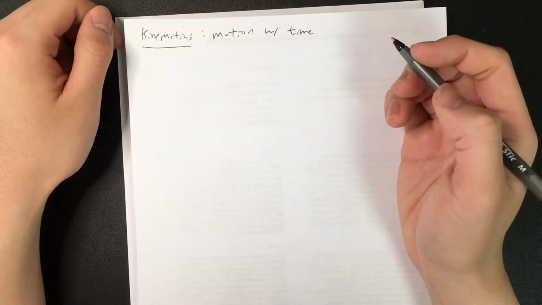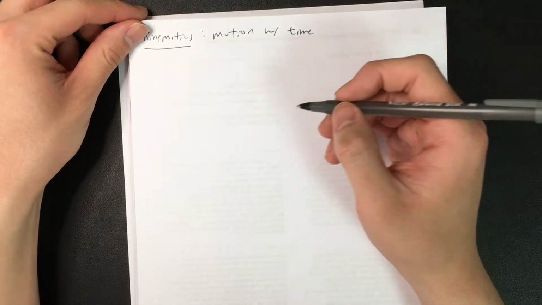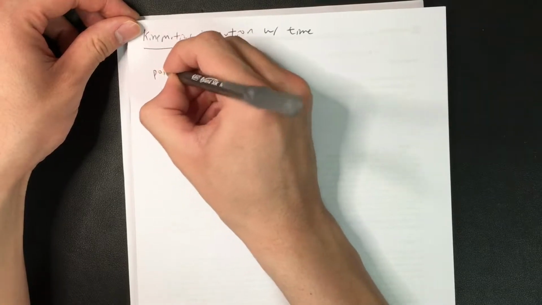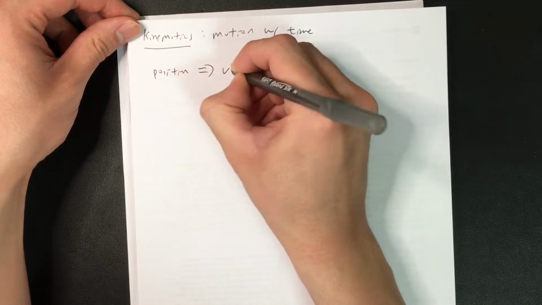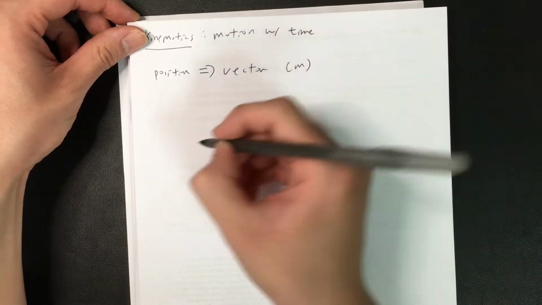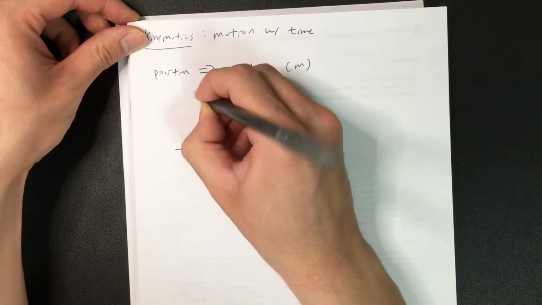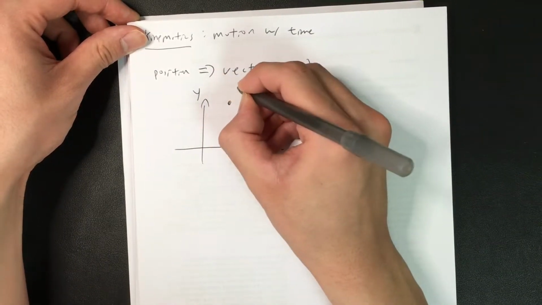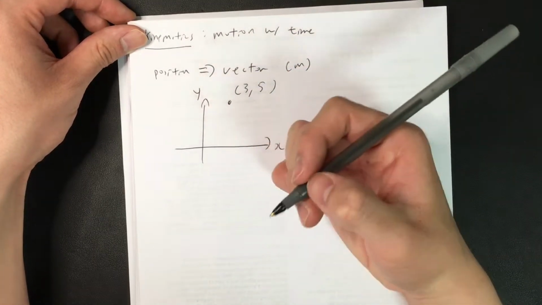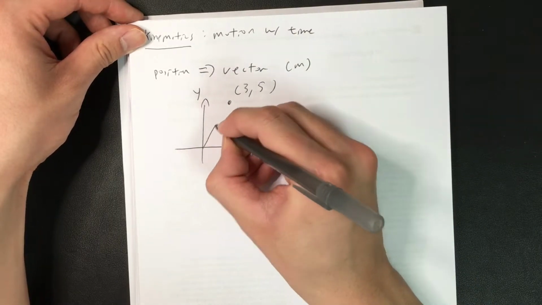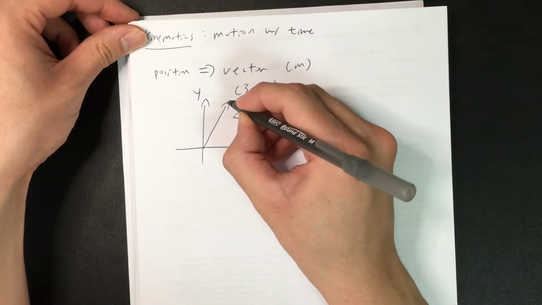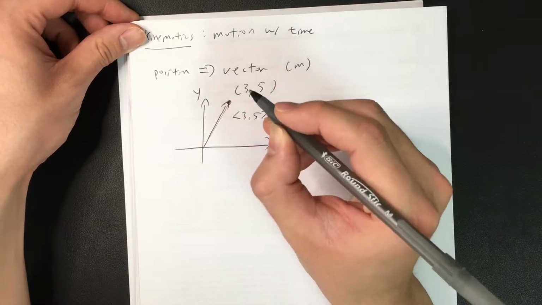In this video, I'd like to talk about kinematics, which is motion with respect to time. Before talking about how motion varies with time, I'd like to first talk about how position can be represented as a vector. The unit of position in physics is meters. For example, in an xy plane, a particle can be at a position, let's say (3, 5), on this xy coordinate. Then this position can be represented as a vector (3, 5), in which instead of thinking of position as a dot, we think of it as a vector.